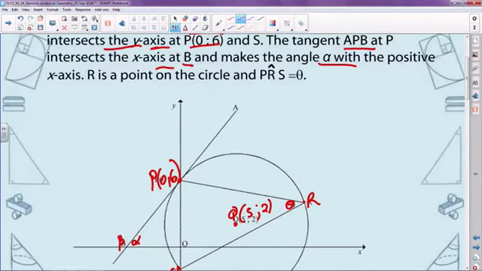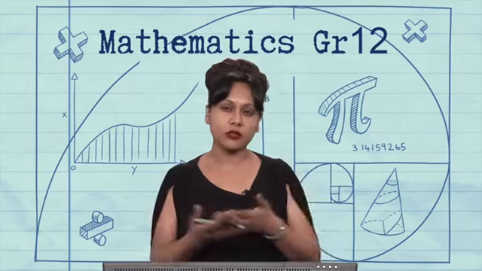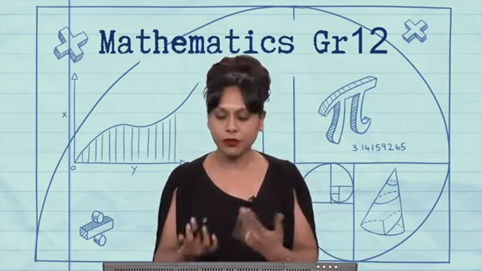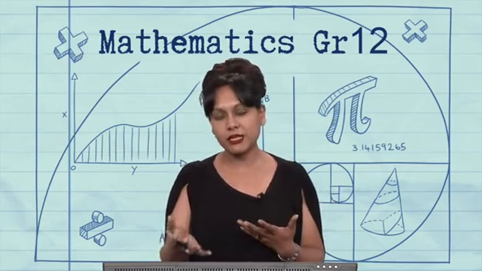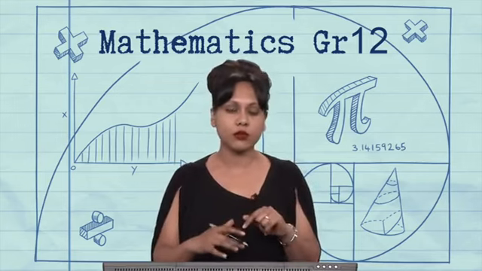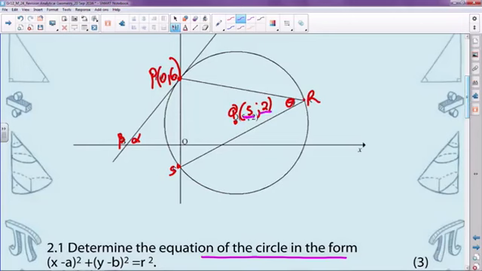The first question says, determine the equation of the circle in the form (x − a)² + (y − b)² = r². So that's pretty standard. That's find the equation of the circle. Your standard form of any circle that's not centered at the origin is given by that equation. What do we need to be able to complete the equation of the circle? We need the center, which we have, and we need the radius, which we can work out. The center, the point Q, is given by 5 and 2. We still need the radius of the circle.